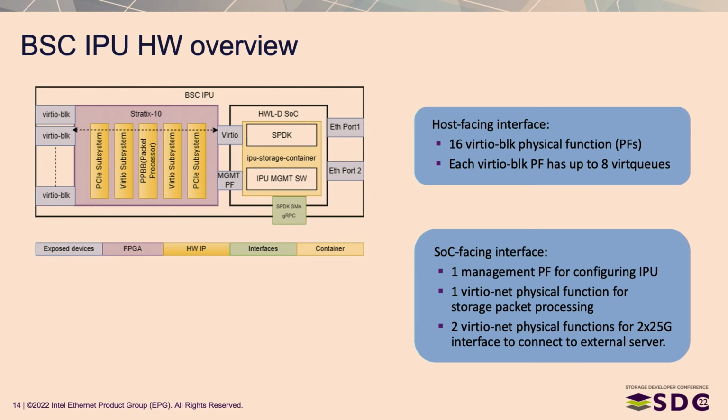On the host-facing side of it, what we expose is 16 virtio-blk physical functions. And each of these virtio-blk PFs has up to 8 virtqueues, and these virtqueues also have capabilities of rate limiting and traffic shaping controllable through APIs. And on the SoC-facing side, there is one management PF for configuring the IPU. All of your diagnostic and debug tools can make use of this to get to the hardware bits of the IPU. There is a virtio-net physical function for storage packet processing, and there are 2 virtio-net PFs for this 2 by 25 gig interface to connect to external servers.